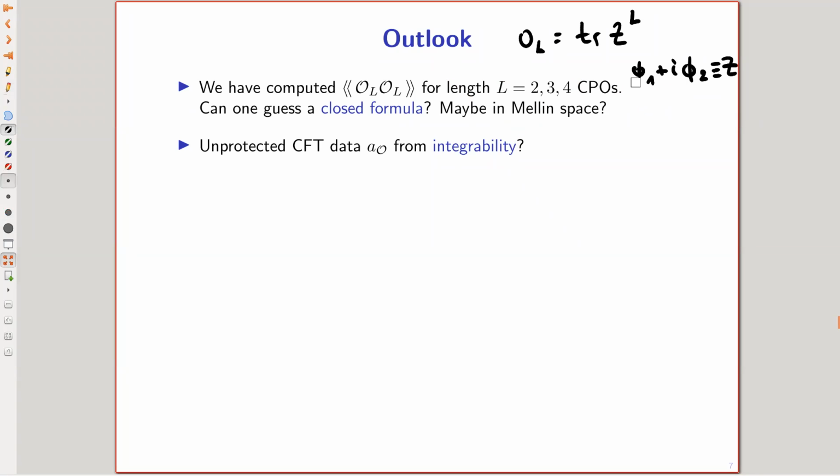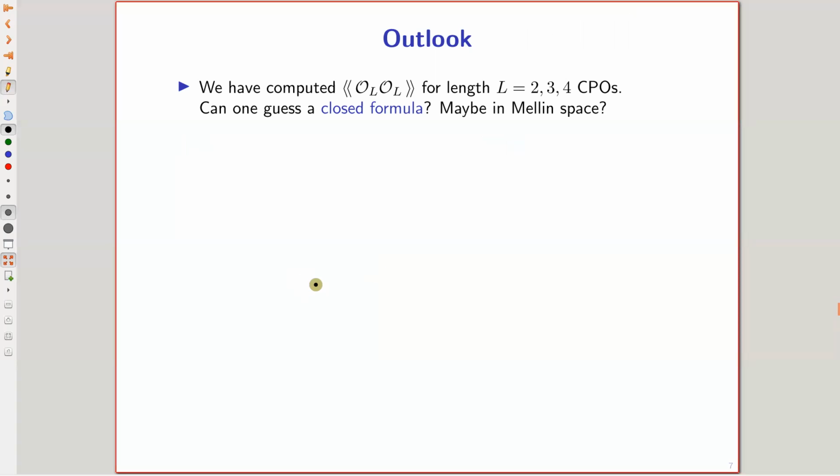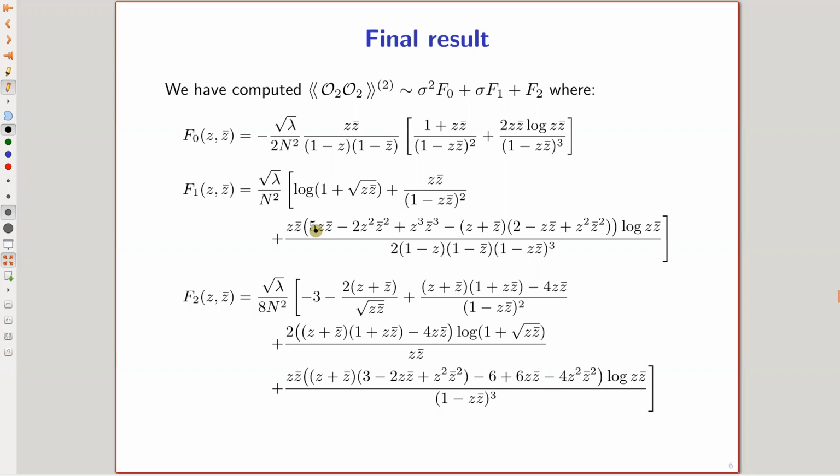Sorry, my question was about the log of 1 plus square root of Z Z-bar term in the answer, and whether there is a way to understand why that appears. Exactly.